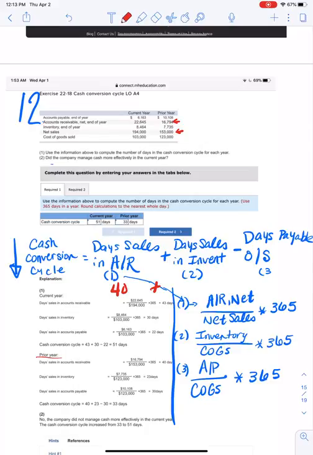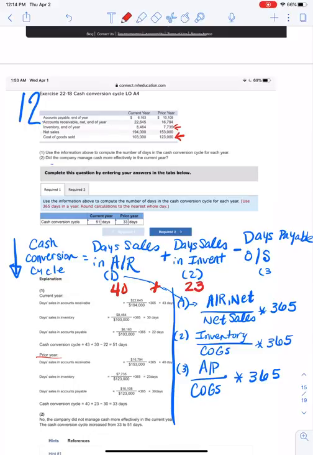And when I do my day sales in inventory, I'll take my $7,735 in inventory at the end of the year. I will divide that by my cost of goods sold of $123,000, and I'll multiply that by 365, and that will come out to be 23 days.